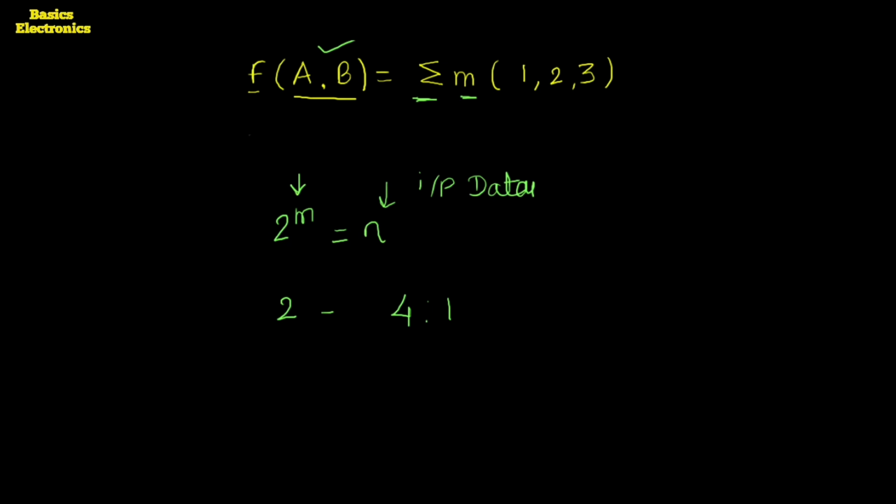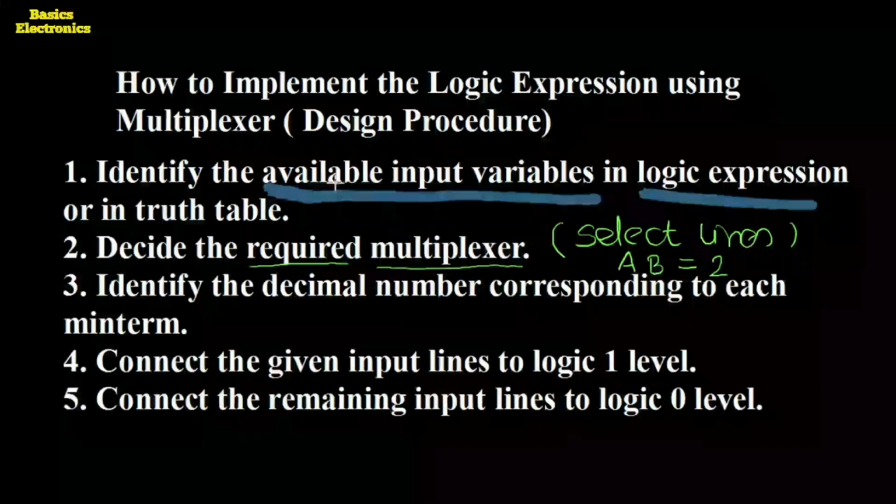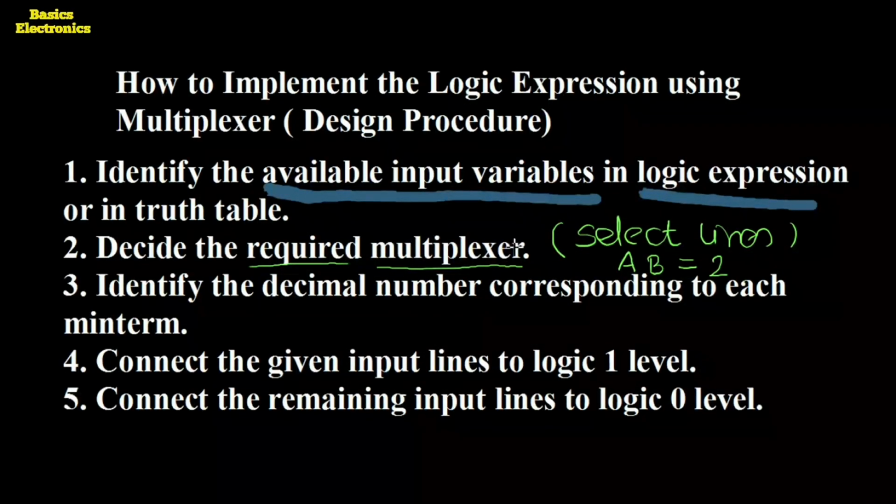If the equation is a function of A, B, C, meaning function of a comma b comma c, three input variables are there, so m is equal to 3. It means the multiplexer we are using is the 8 line to 1 line multiplexer, or you can say the 8:1 multiplexer. So the first step is to find the available input variables, then we can decide the multiplexer required.